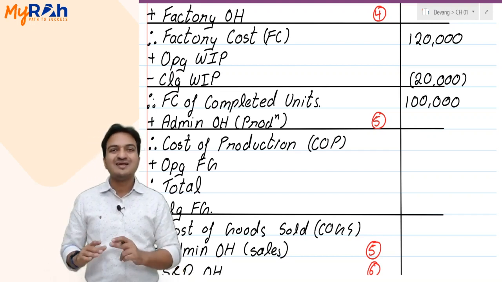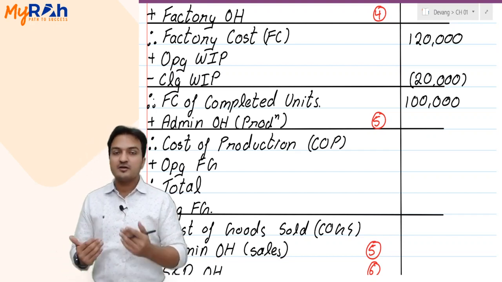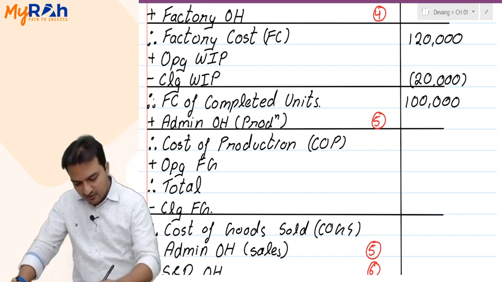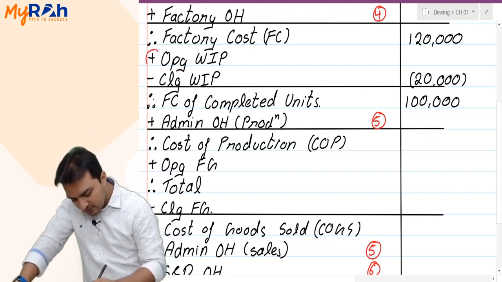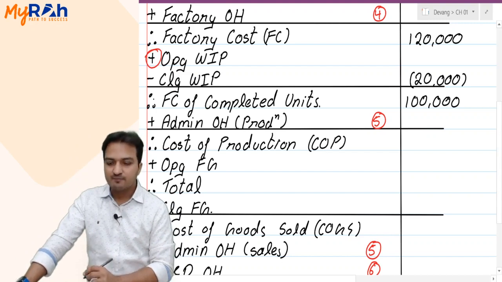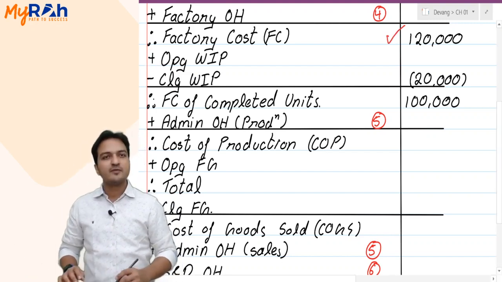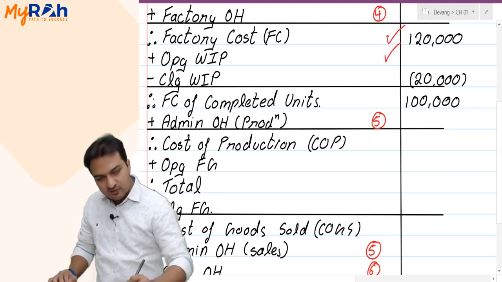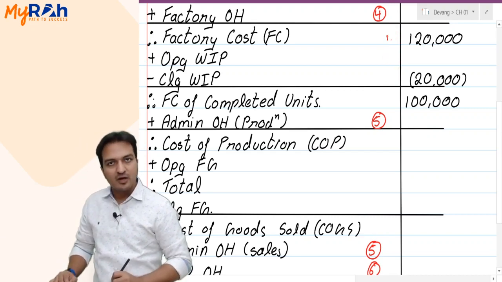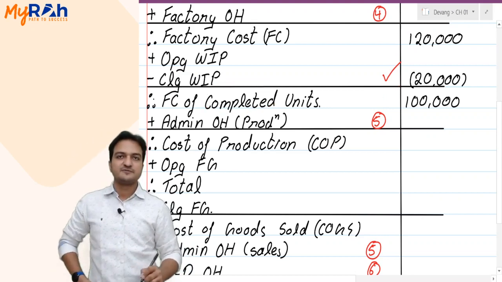When will they be sold? They will be sold probably next year. So in the next year, it becomes opening WIP. In the next year, it will be added as opening WIP. Hence, I get my format here that from the factory cost 1,20,000, I will add opening WIP less closing WIP, which will give me the factory cost of completed units.